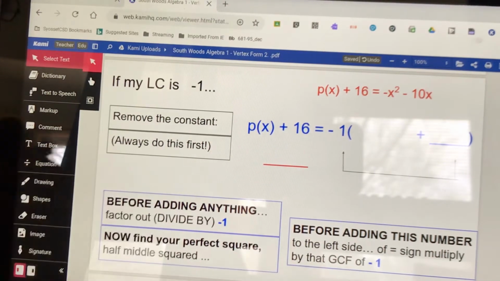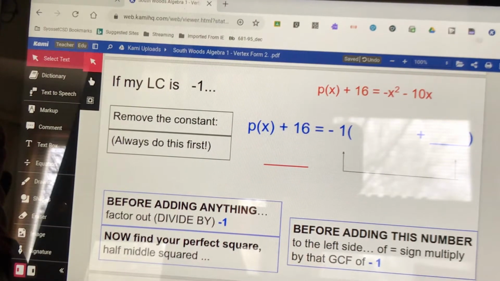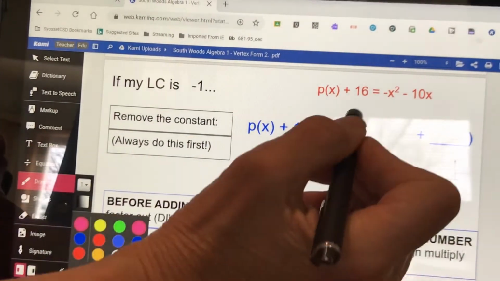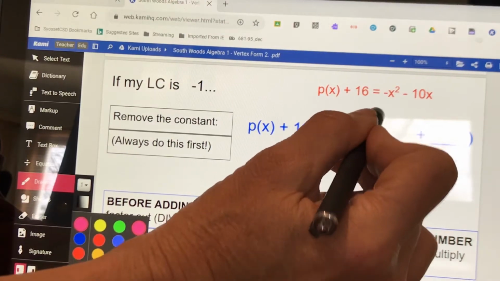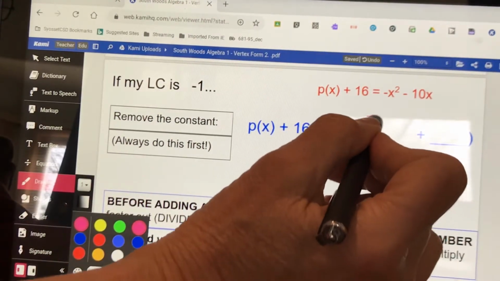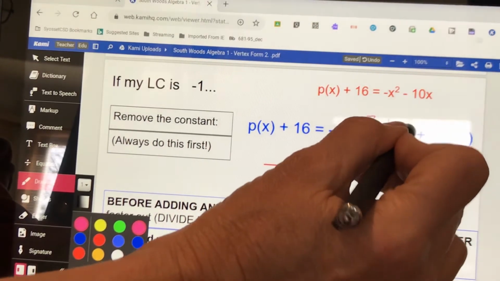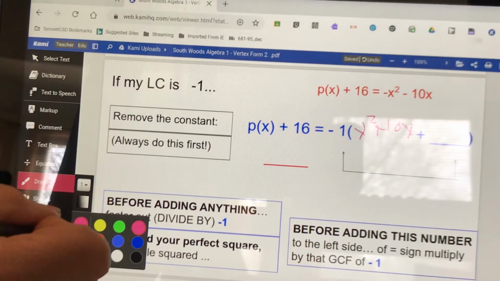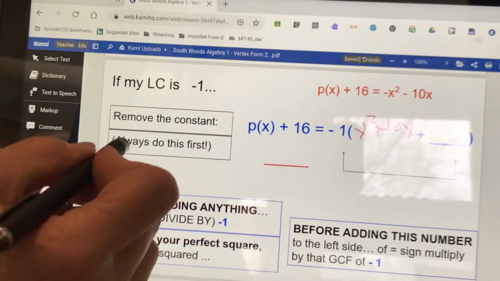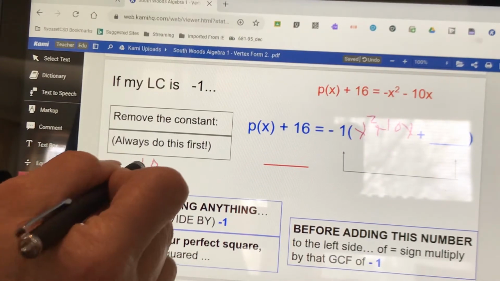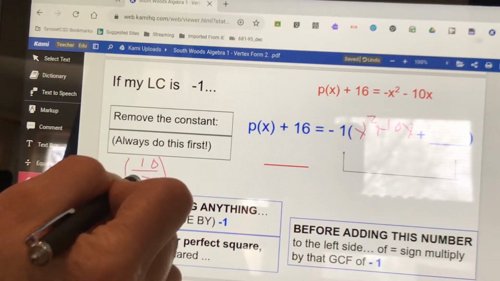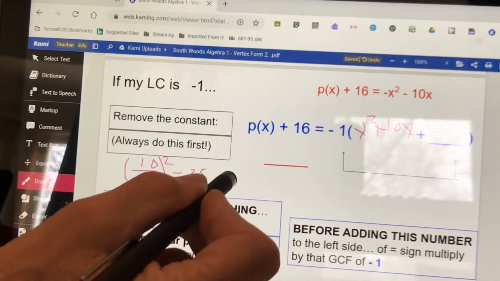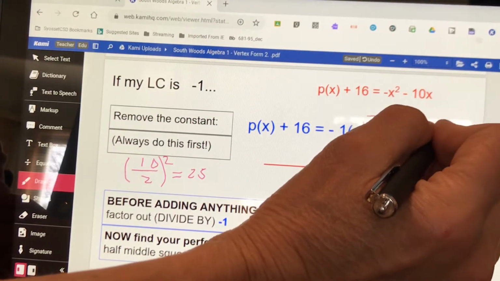P of x plus 16 equals -1 times x squared plus 10x plus my blank. And remember how to get the blank. We take the middle term, which in this case is 10, divide by 2, half the middle, and square it. Half of 10 is 5, squared is 25. So we're going to add 25 to the blank within the parentheses.